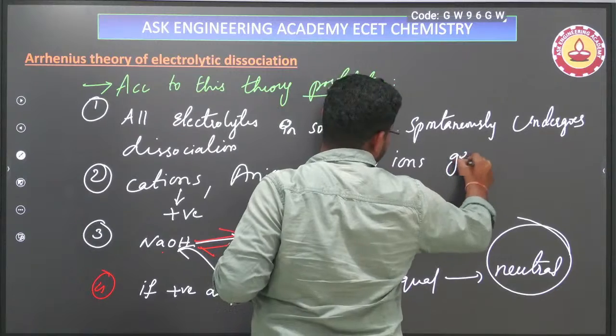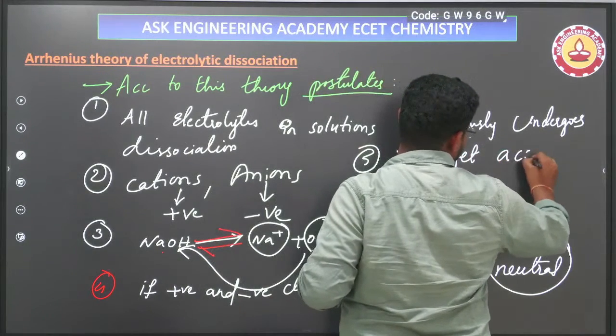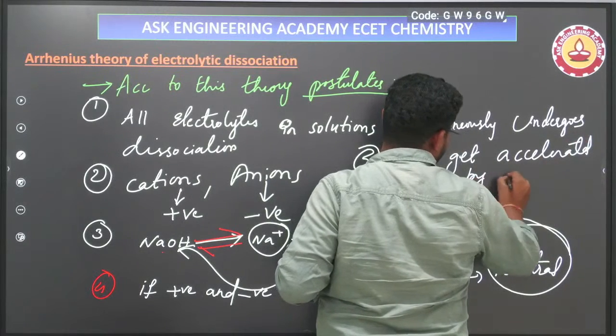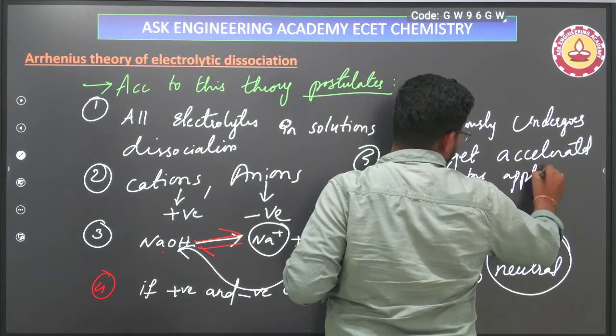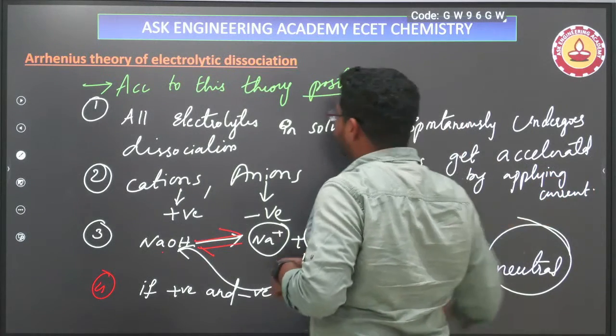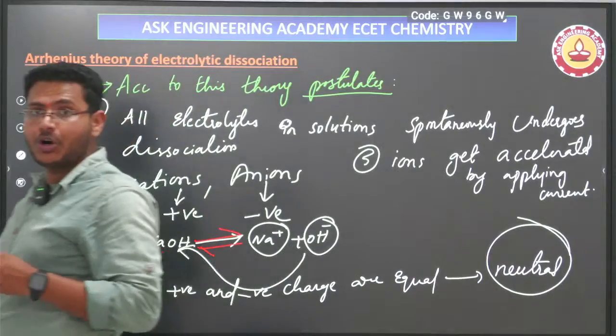Ions get accelerated by applying current. This is the fifth point of the Arrhenius concept.